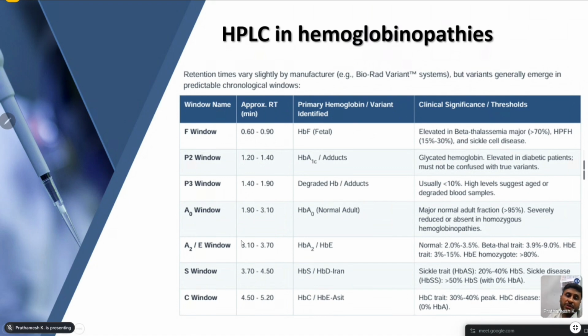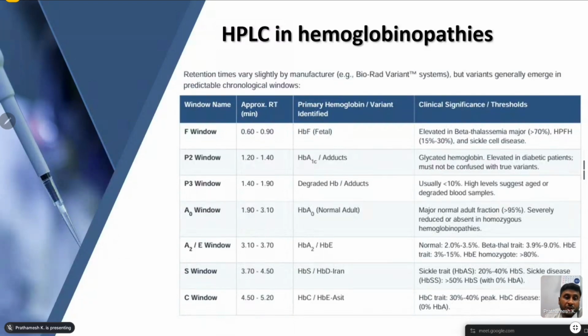Come to A0 window, which is adult hemoglobin, retention time around 1.9 to 3. So normally the major adult fraction is more than 95%. So obviously, any patient, any person who is having a homozygous condition, this adult hemoglobin would be completely replaced by that particular homozygous variant. So अगर HbS sickle disease है, तो HbA0 के जगह पे HbS रहेगा. बीटा थैलेसीमिया मेजर है, HbA0 कम रहेगा, HbF रहेगा.